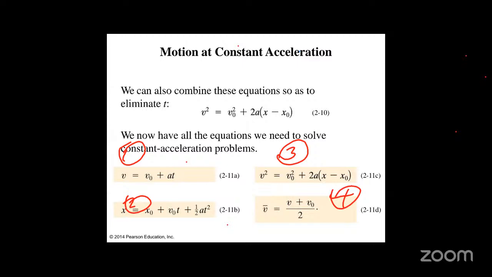In the first equation of motion, you have V, the final velocity, or you can write V is equal to U plus AT. That is the first equation, where V is the final velocity, U is the initial velocity, A is acceleration, and T is time.